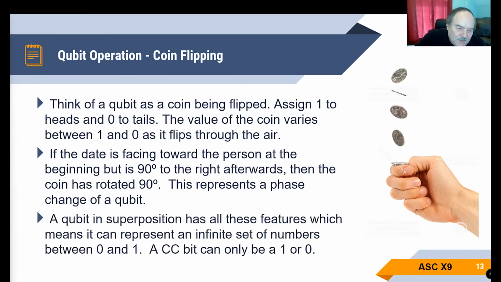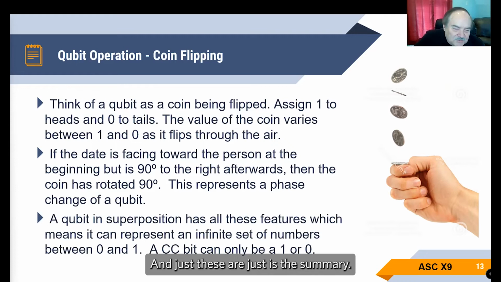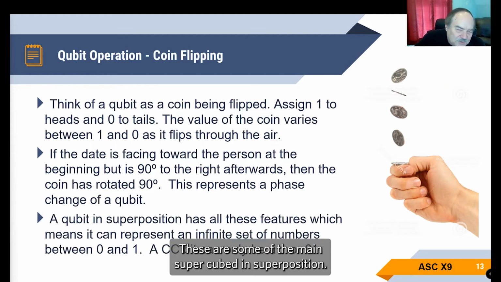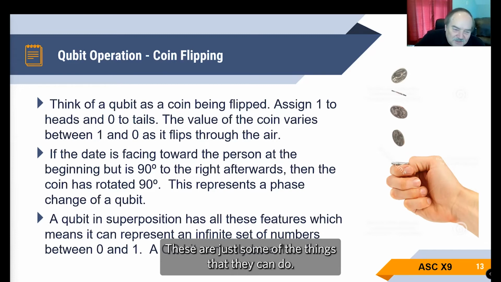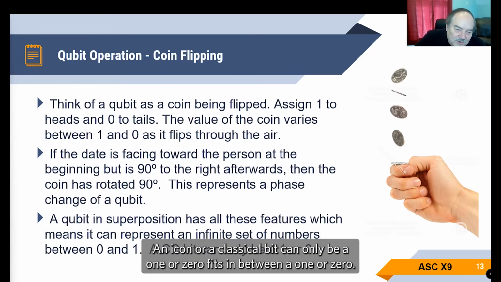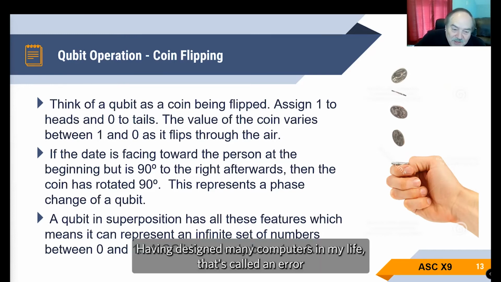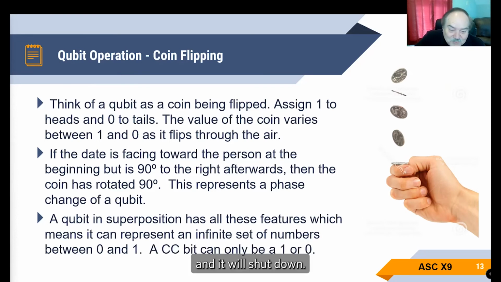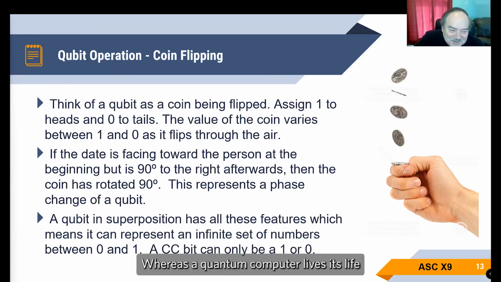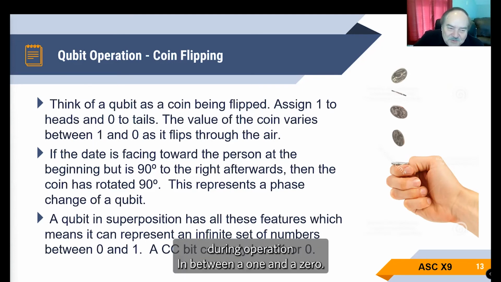All right, and this is just a summary. These are just some of the things that qubits and superposition can do. A classical bit can only be a 1 or 0. If it's in between a 1 and 0, having designed many computers in my life, that's called an error, and it will shut down. Whereas a quantum computer lives its life during operation in between a 1 and a 0.